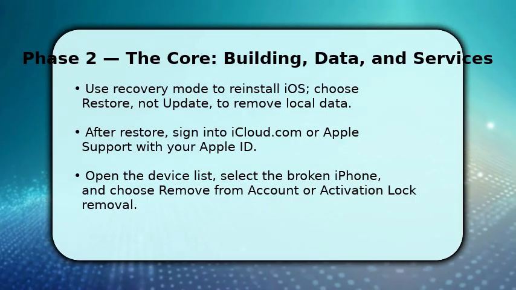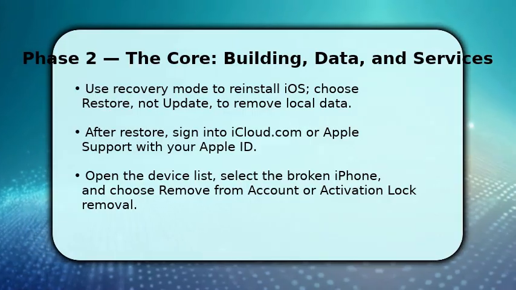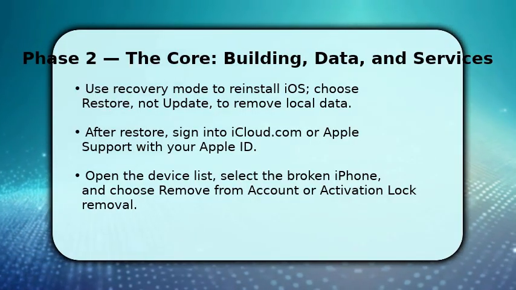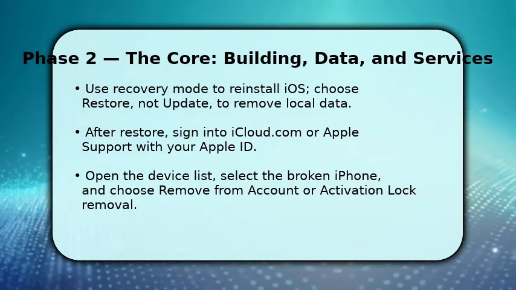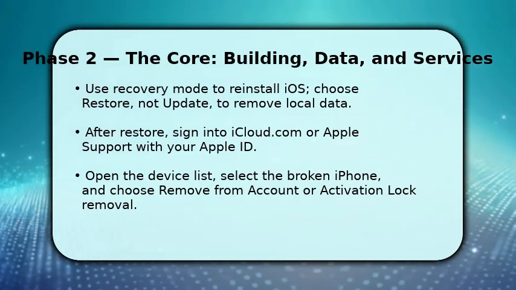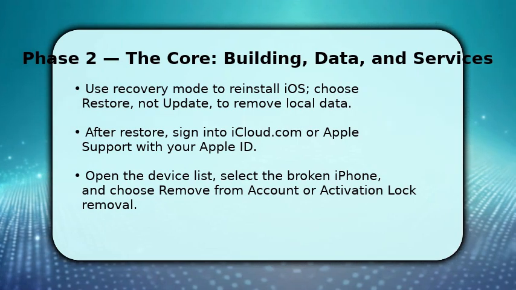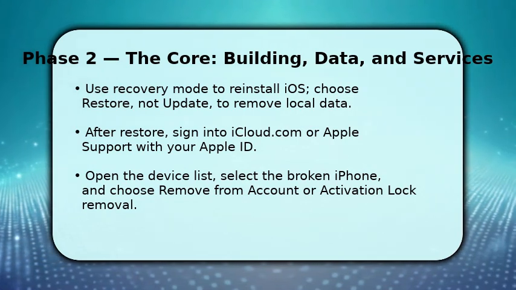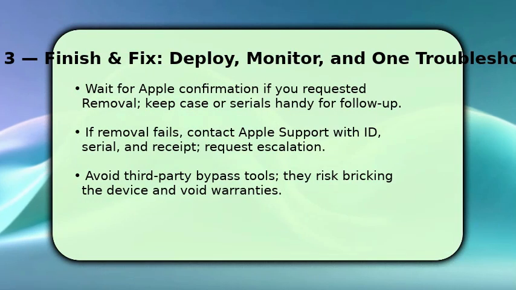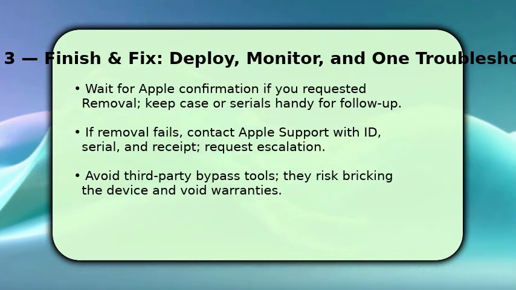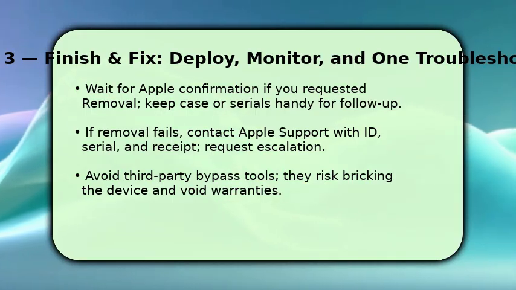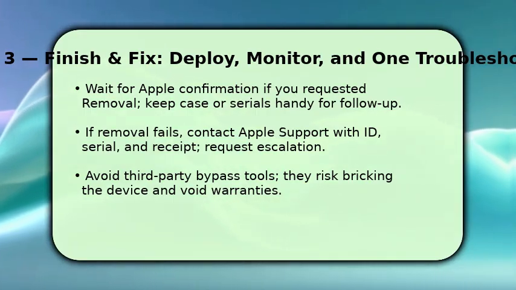From your account, locate the device in Find My and choose Remove from Account, or submit an activation lock removal request to Apple support with proof of purchase. This is why ownership documents are essential. Finish by confirming the device is no longer listed in your iCloud devices. When Apple accepts a removal request, they'll notify you, then the phone can be set up anew.